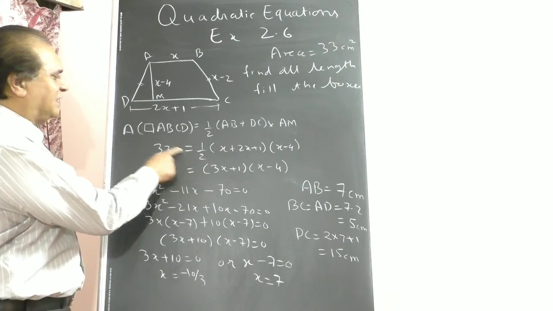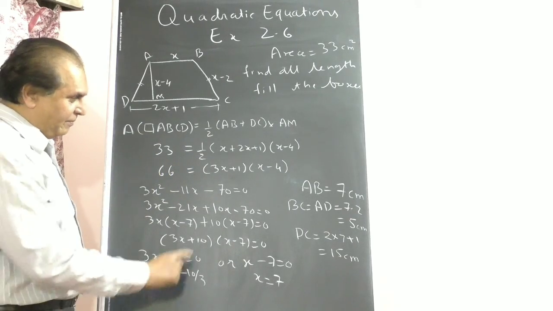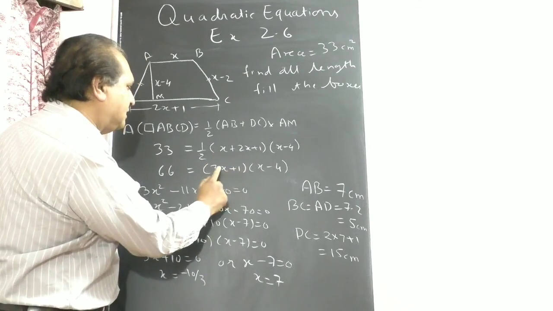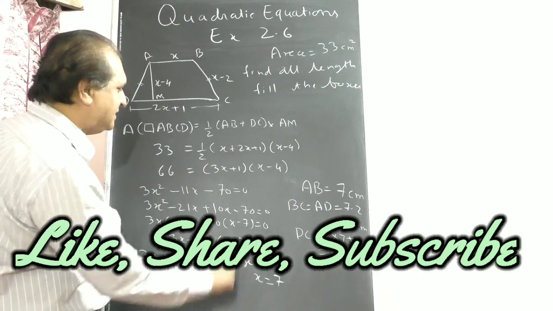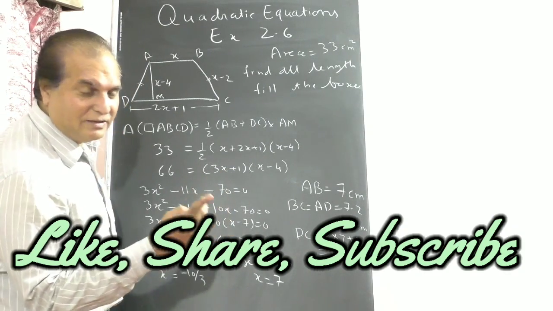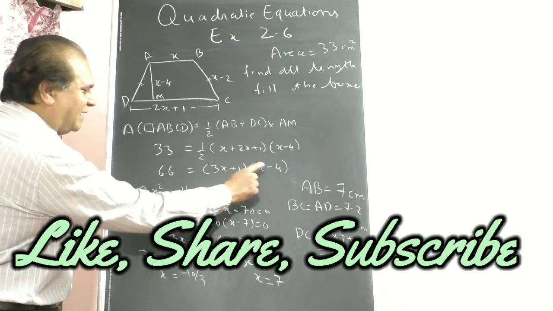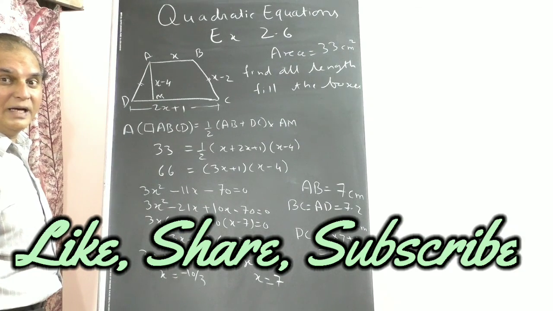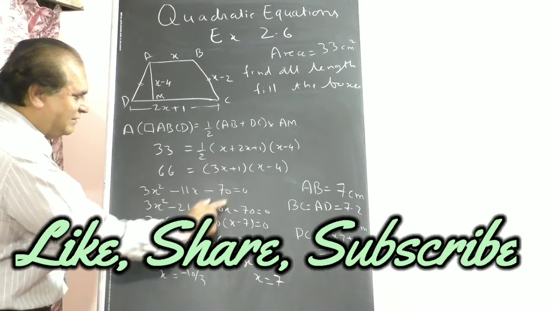The 2, I am shifting this side. 33 into 2, so it is 66. Now this is bracket to bracket multiplication. 3x into x, 3x square. 3x into minus 4, minus 12x. Plus 1 into x, plus x. Minus 12 plus 1, minus 11x. Now 1 into minus 4, minus 4. 66 shifting that side becomes minus 66. Minus 4 minus 66 is minus 70.